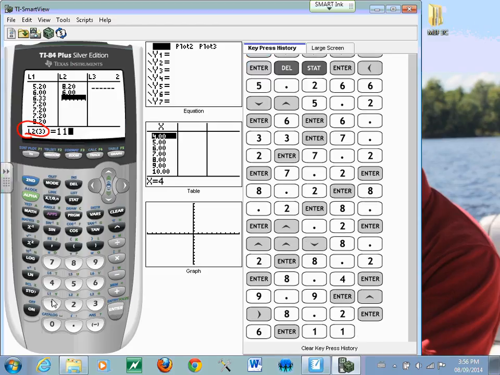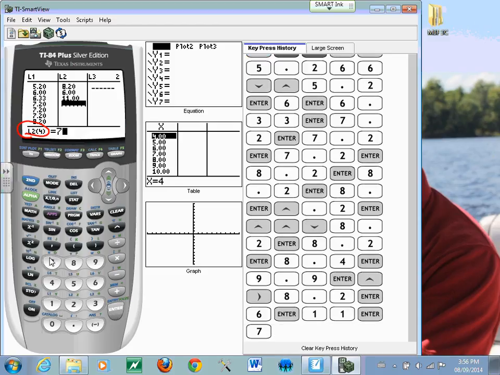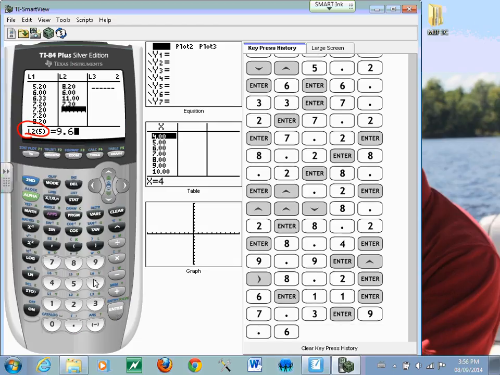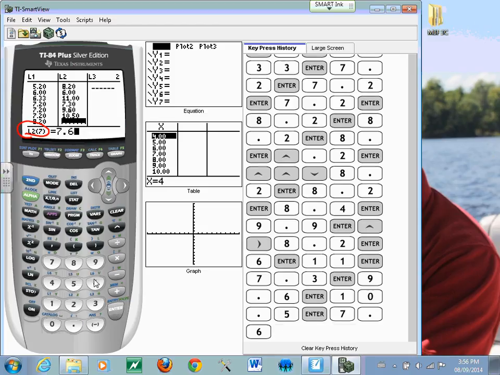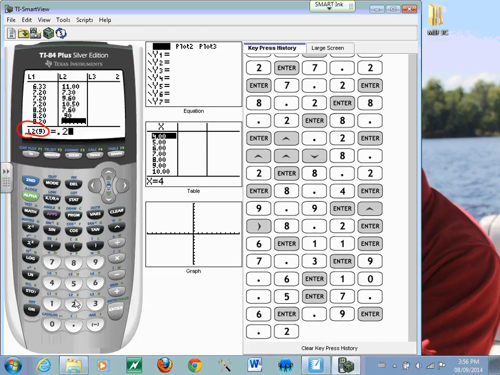11, 7.3, 9.6, 10.5, 7.6, 7.9, 8.2. See, I missed that. I got to clear that.